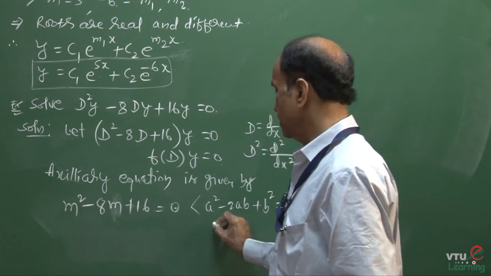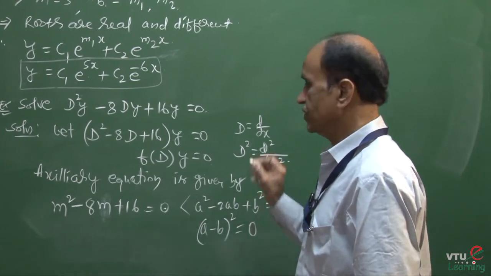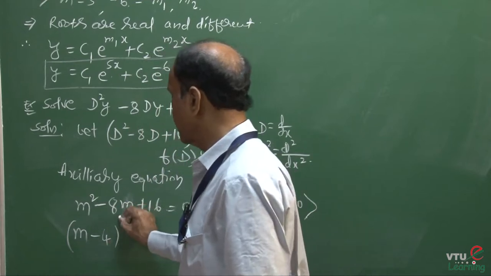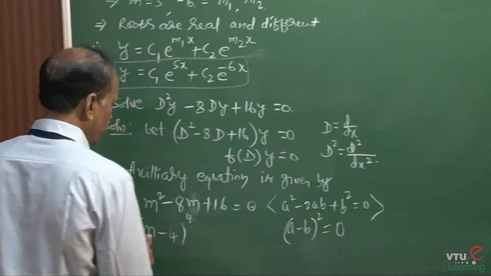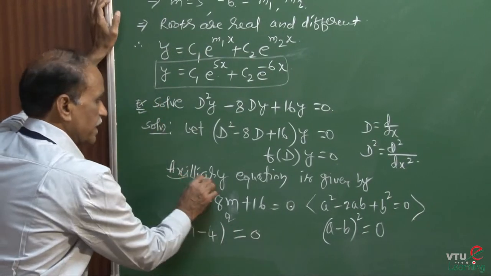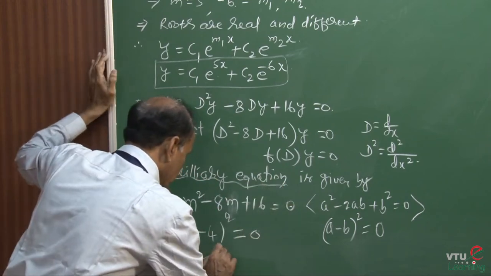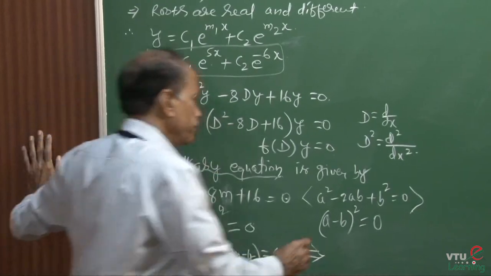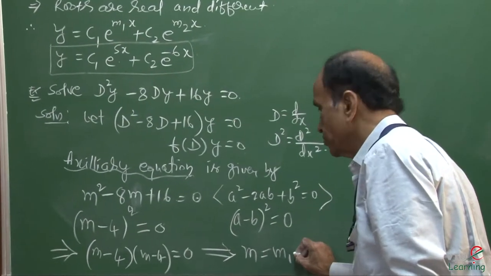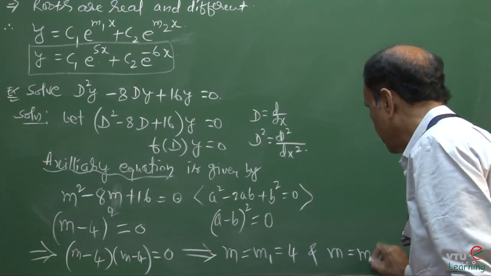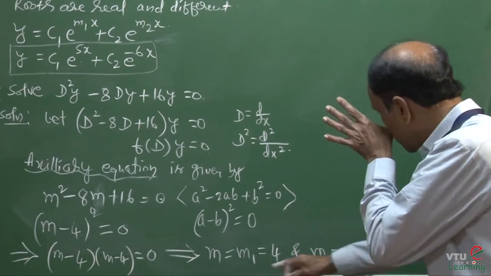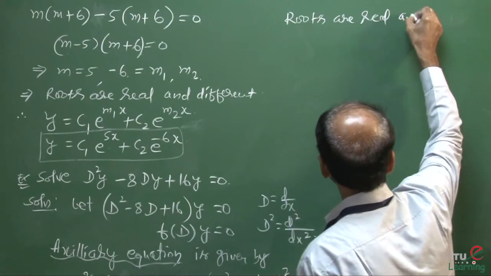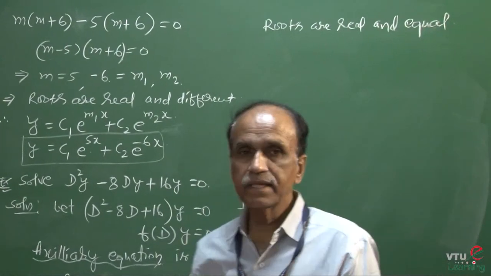Then what is this equation? A minus b, it is whole square equal to 0. Similarly here, m, this must be 4, means m minus 4 whole square you can write, because 4 into 2 gives us the middle coefficient as 8. Therefore, m minus 4 whole square is equal to 0 is the auxiliary equation. This gives m minus 4 into m minus 4 equal to 0. This gives two values of m, that is m1 equal to 4, and m2 equal to 4. Therefore, two values are there. Here we call the roots real and equal.